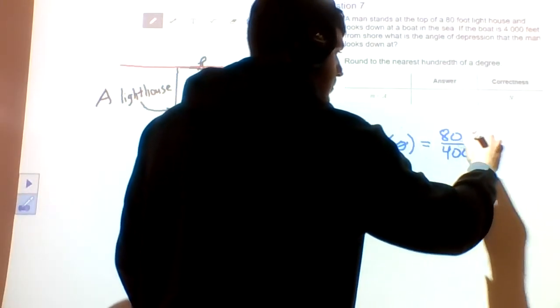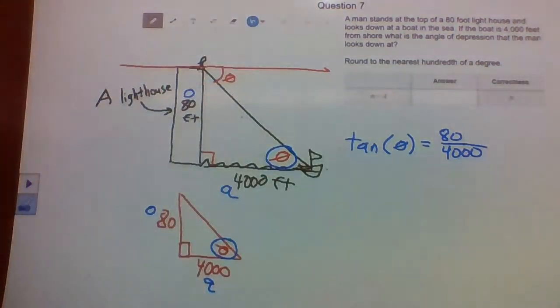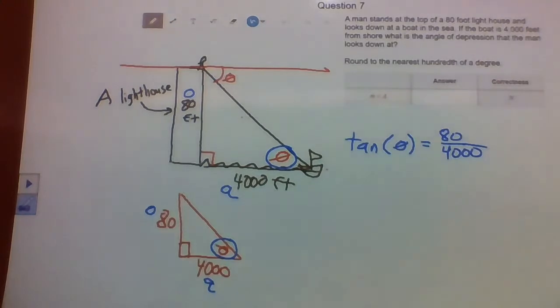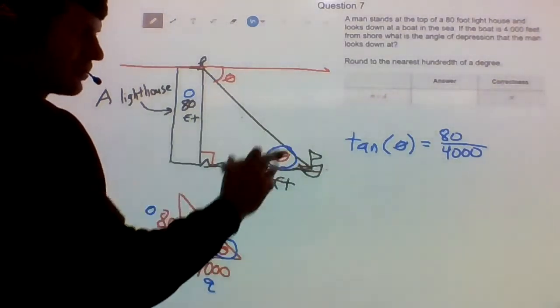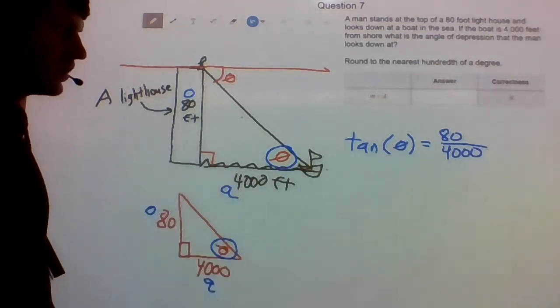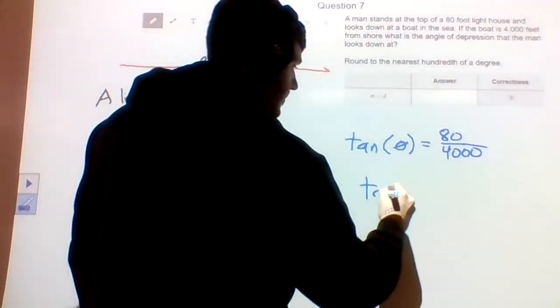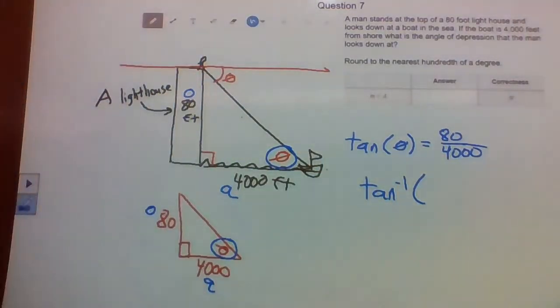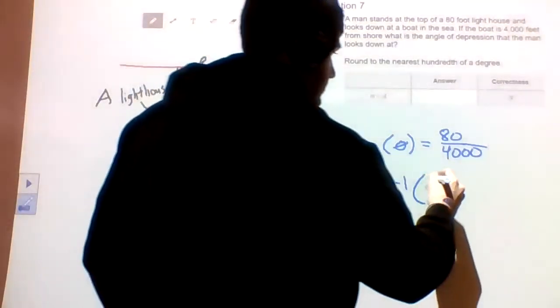Okay. So we notice we can't use regular tangent, so I started going down the wrong track here. We need to use inverse tangent to solve. So you could use this and do the inverse of both sides, but let's just do inverse tangent. Right, and in that one, we're going to input the ratio, 80 over 4,000.